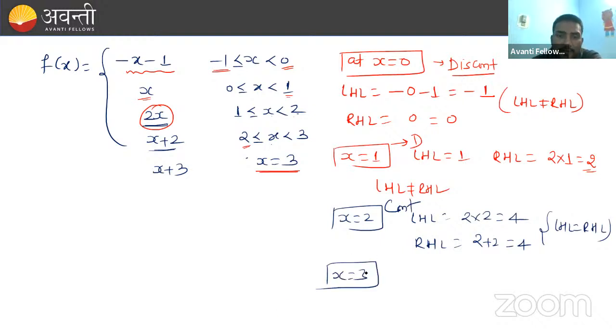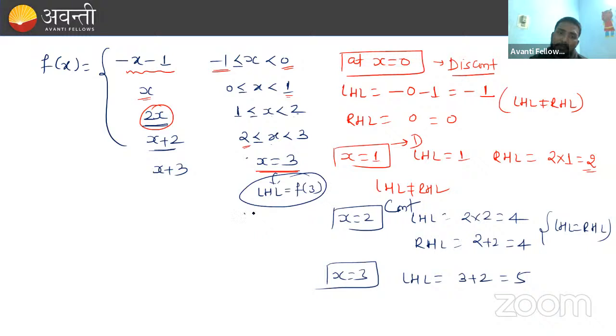Then we have to check at x = 3, one by one. At x = 3, what is LHL? LHL is 3 + 2, so it is 5. What is RHL? The function is closing at 3, so we can't find RHL because RHL is not defined at 3, because at 3 it is ending. So at x = 3, we will find only LHL. And if it is equal to f(3), then we will say that it is left continuous.